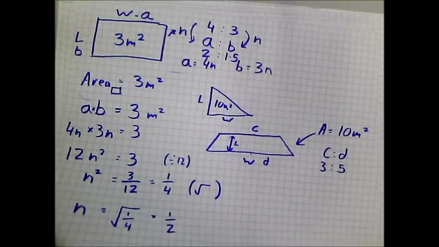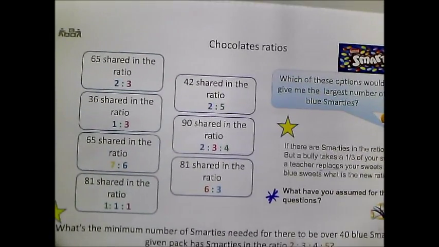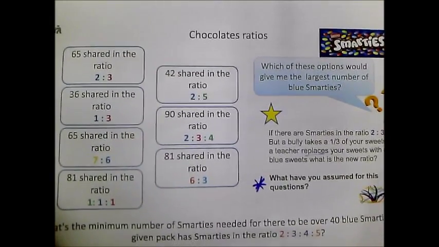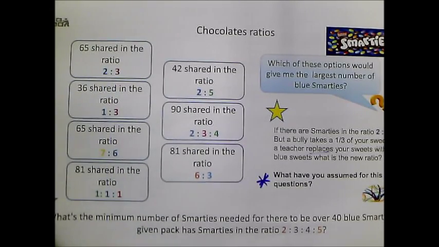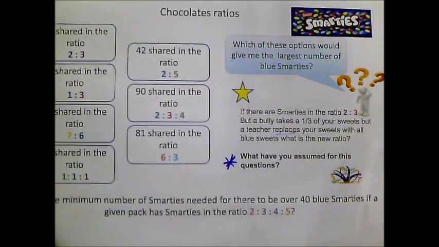Okay, the other one I want to look at is this one, the Smarties question. So in the main part we were sharing our blue and red Smarties when we use the whole value. Okay, but I'd like to have a look at the extension question here.